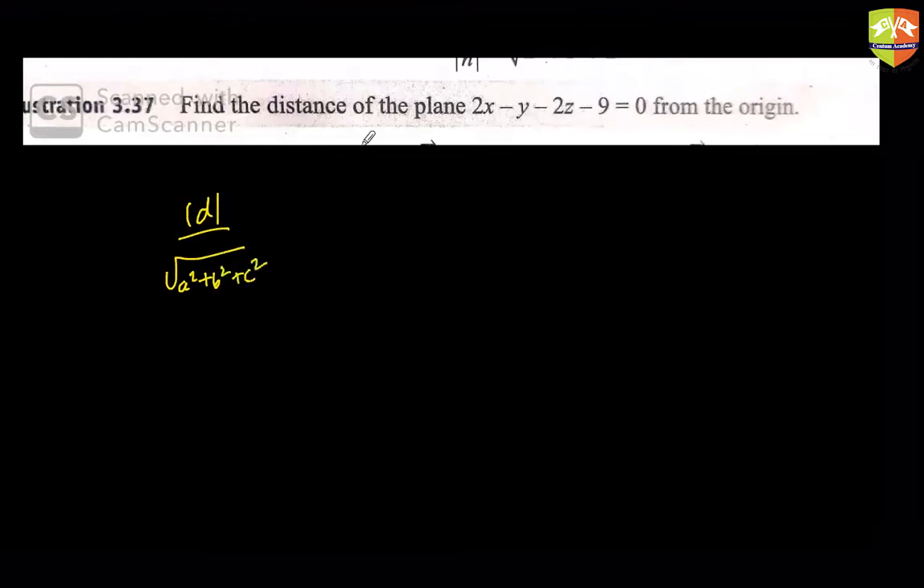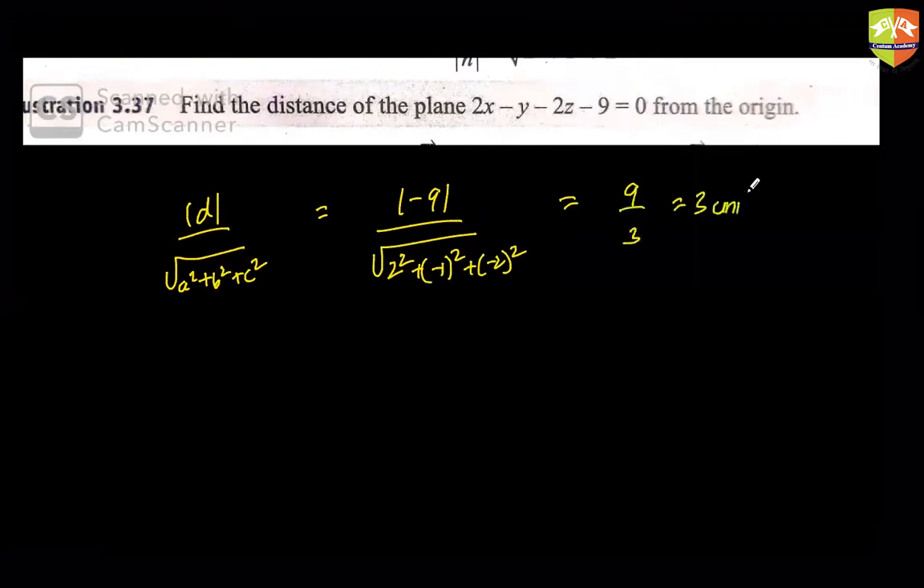We'll also discuss this concept when I'm doing the distance of a point from the plane. But since we took up that normal form, I thought I will take a problem on this. So mod of minus 9 by the square root of 2 square plus 1 square plus 2 square. That's again 9 by 3. That is 3 units. Done. Straight away, just by appreciating the normal form, you can solve this question. Is that fine?